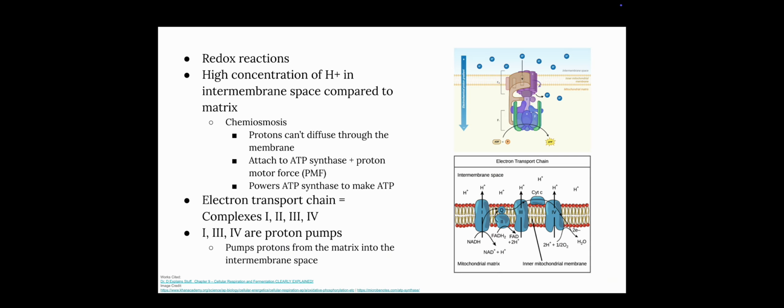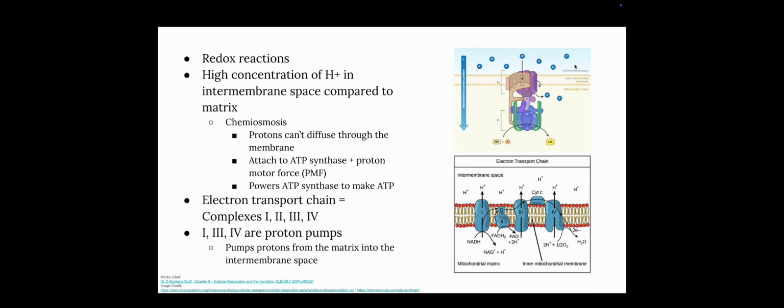First, we need to orient ourselves within the mitochondria. We are looking at the inner membrane, which means around us is the intermembrane space, which is the area between the inner and outer membranes, as well as the matrix, which is the inside of the mitochondria. One important thing is that there is a very high concentration of protons in the intermembrane space compared to the matrix. You can see that here in this diagram.